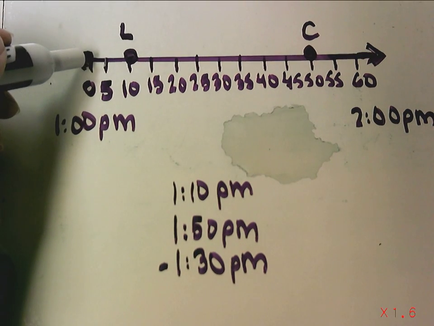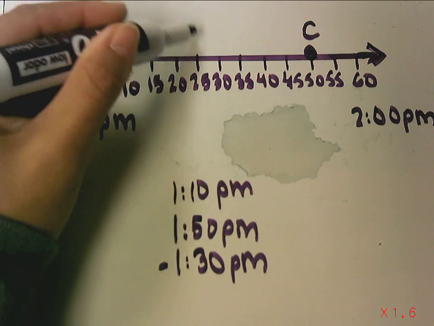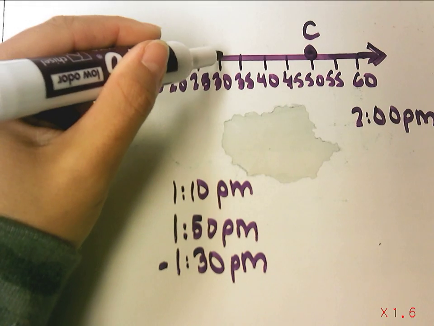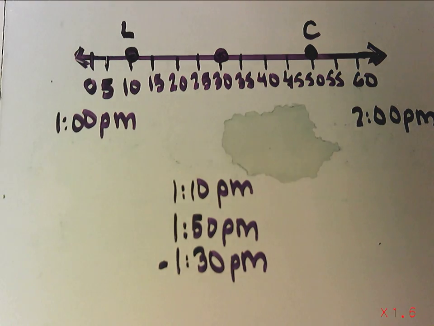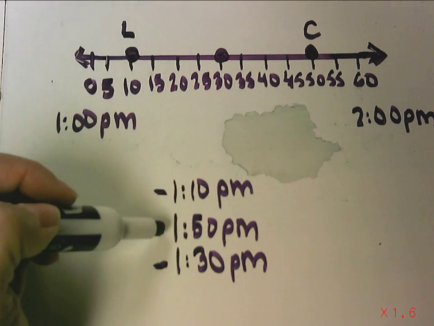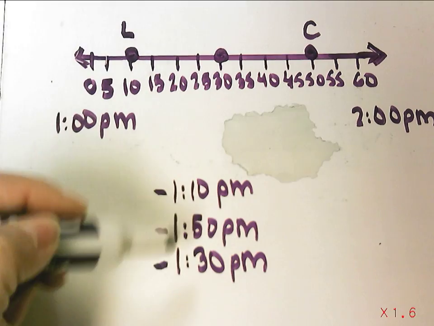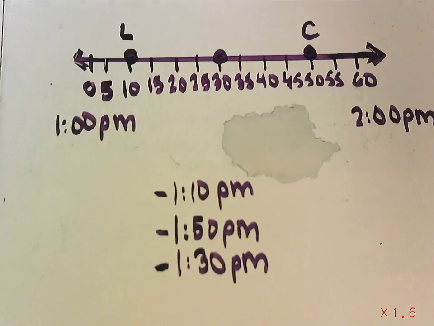So 1 p.m., 1:05, 1:10, 1:15, 1:20, 1:25, 1:30. And we've just plotted 1:30 right here. So now we've plotted 1:10 when lunch ends, 1:50 when clustering ends, and then just 1:30, which is right in between those two.